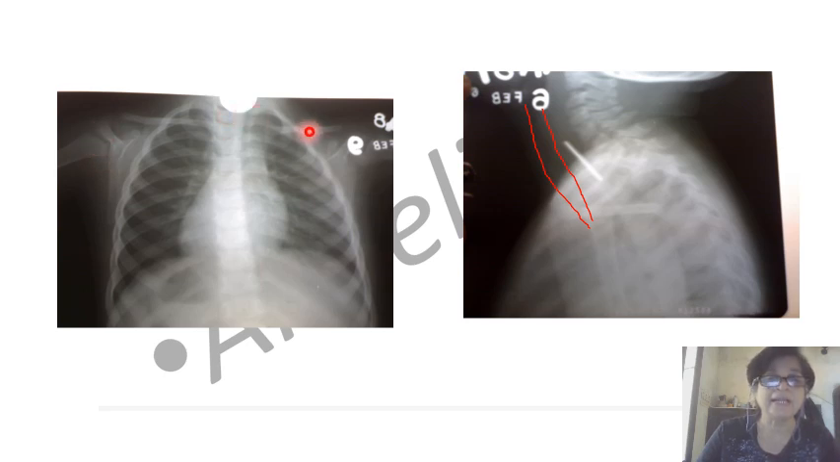More than that, clinically itself, we knew it should be in the esophagus. Why? The child was not that much in distress. Yes, it was in distress not to cooperate for an X-ray, but it was not an impending respiratory catastrophe. That itself should give you a clue: this is probably in the esophagus.